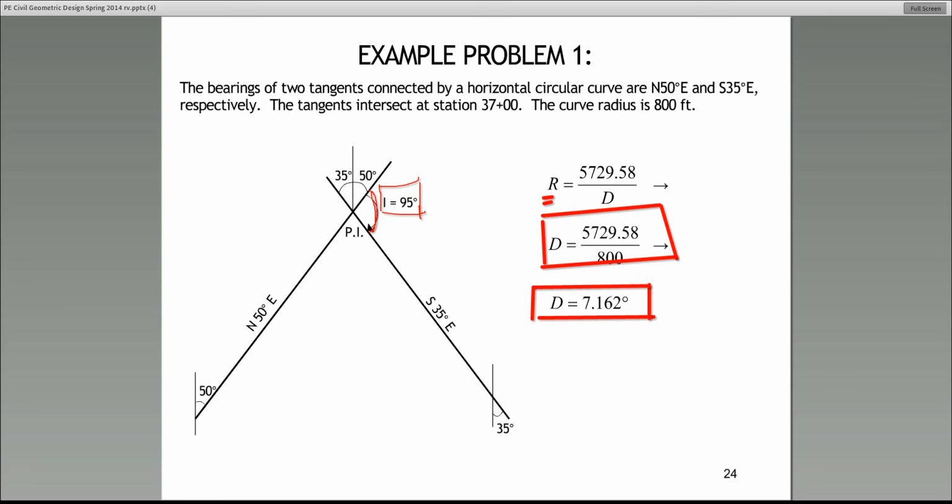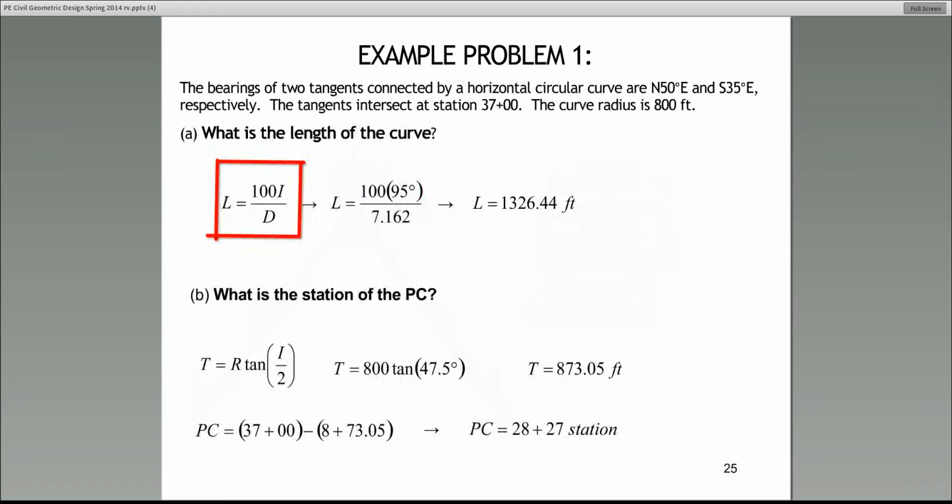How did I calculate the 95 degrees to be the intersection angle? I'm using the bearing angles for this case. All right? So try to figure that out. Using the bearing angles, the angle of intersection becomes 95 degrees. Now, going back to slide 25, substitute in that equation, and you should come up with these. L is 1326.44. Many of you are giving me that value.